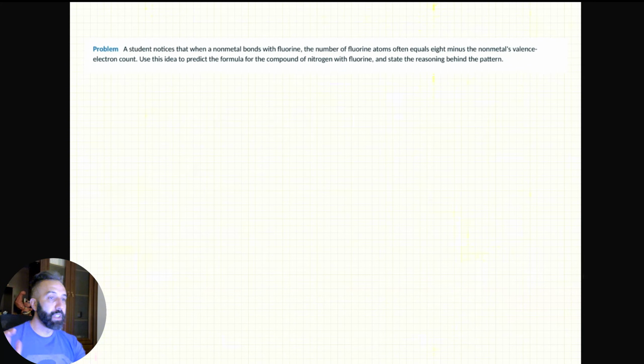A student notices that a non-metal bonds with fluorine. The number of fluorine atoms often equals 8 minus the non-metal's valence electron count. Use this idea to predict the formula for the compound of nitrogen with fluorine and state the reasoning behind the pattern. Again, this looks a little bit weird. There's a lot of questions like this in AP. They just want you to use basic logic here.